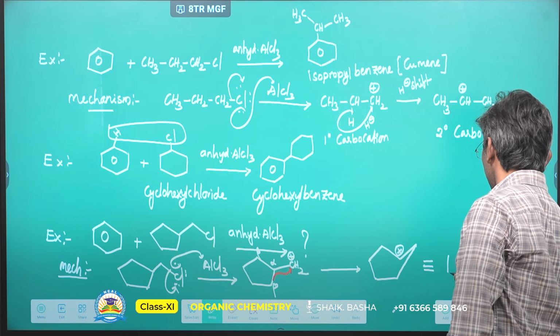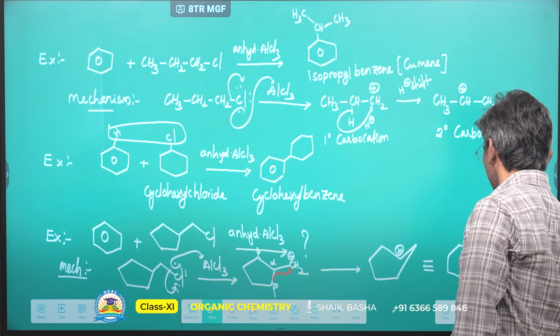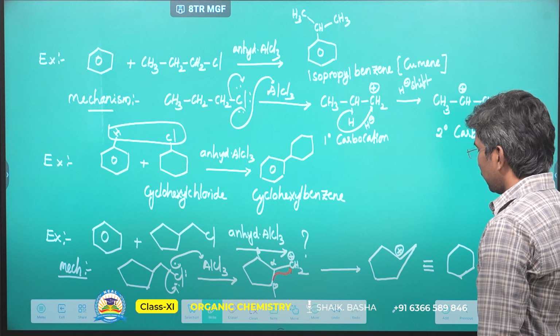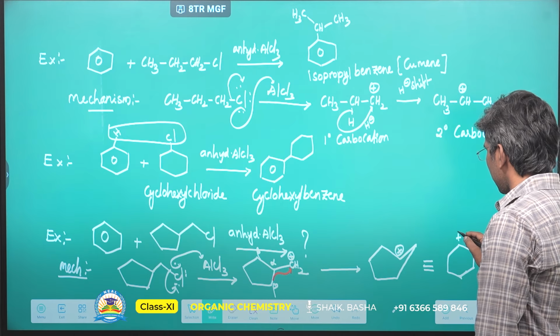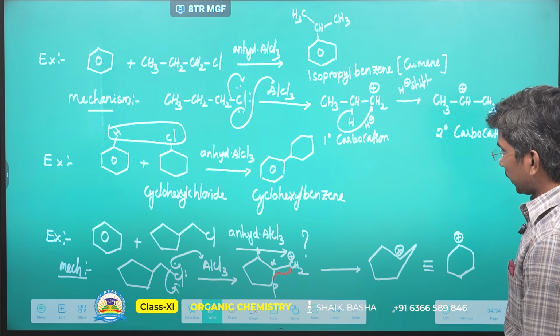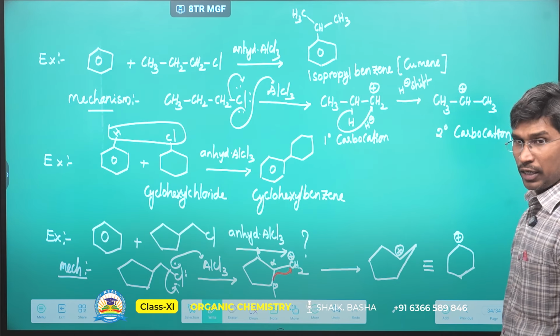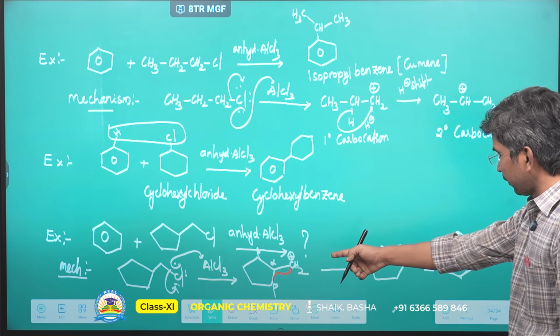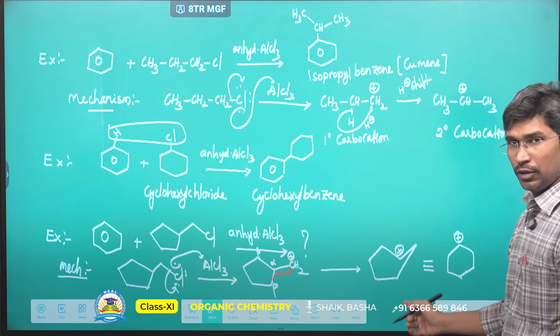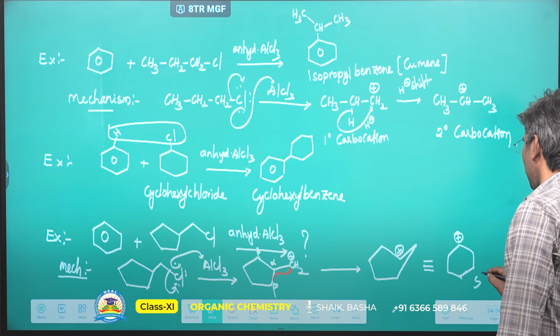Which member ring is this one? 6 carbons are there. One carbon is having the positive charge, this one. So that is the primary carbocation, this is the secondary carbocation. Not only that, previously that was a 5-membered ring, and this is a 6-membered ring. Which is more stable? This one, the stable carbocation, the stable electrophile.